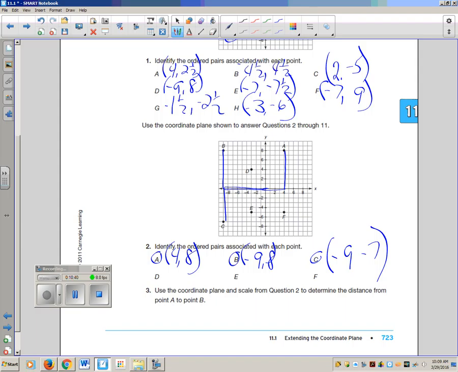Let's do D. Ariel, what are the coordinates for D? -3, 4. Now, number 3, you're going to determine the distance from A to B. From A to B, write an absolute value statement.